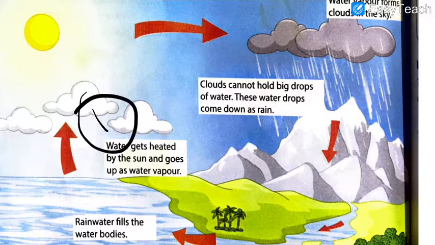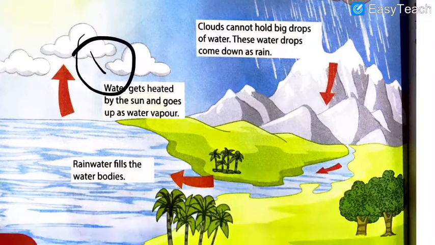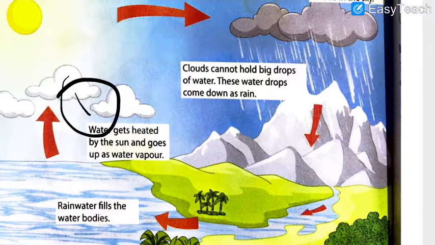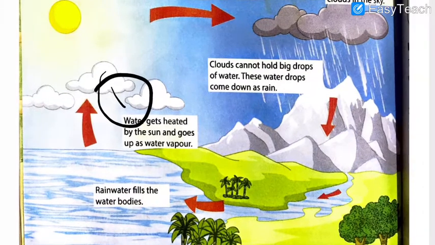Now after the rainfall happens, again the ponds, the lakes and the different water bodies are filled up full with water, and again this process happens. So this is called the water cycle. Now you can clearly see in this diagram, everything is labeled very clearly. You can see that the water gets heated by the sun and goes up as water vapor. This is the first step we can see. The next step we can see is that clouds cannot hold the big drops of water. These water drops come down as rain.